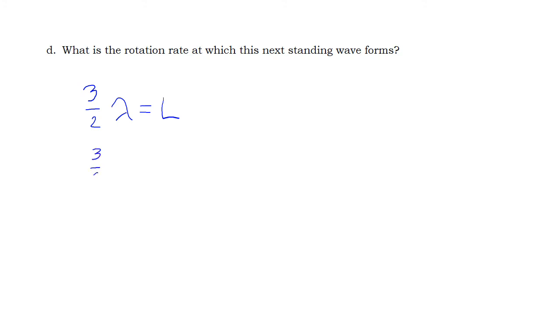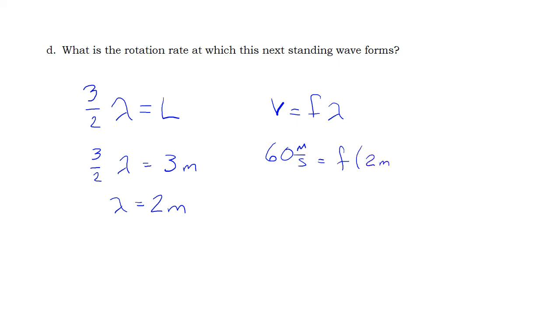So 3/2 of a wavelength is equal to 3 meters. And so the wavelength is equal to 2 meters. Now we use the wave speed equation. The wave is still propagating at 60 meters per second, and the wavelength is 2 meters. So the drill must be rotating at 30 Hertz.